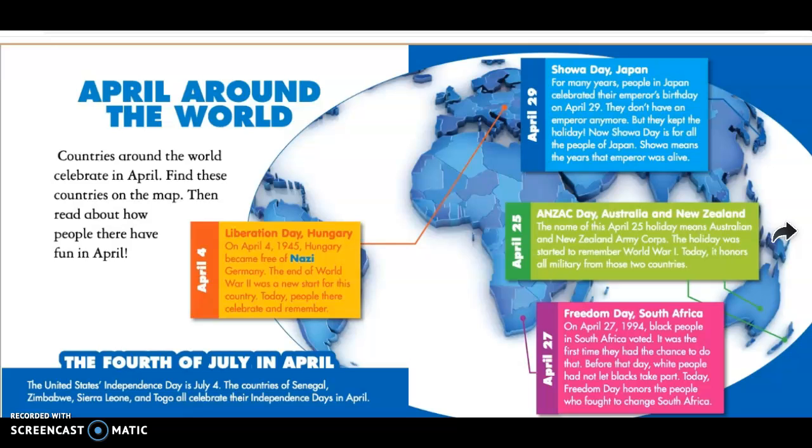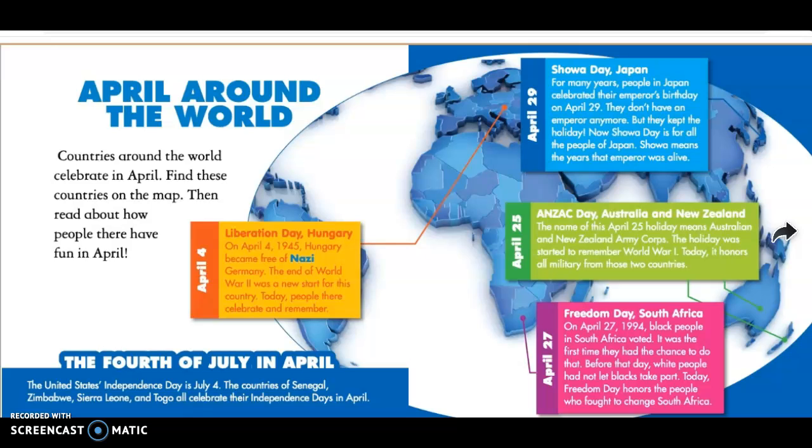April 27th is Freedom Day in South Africa. On April 27th, 1994, Black people in South Africa voted. It was the first time they had a chance to do that. Before that day, white people had not let Black people take part. Today, Freedom Day honors the people who fought to change South Africa.